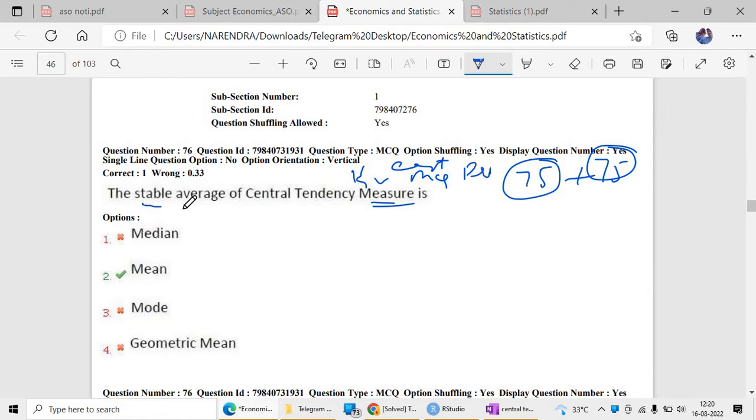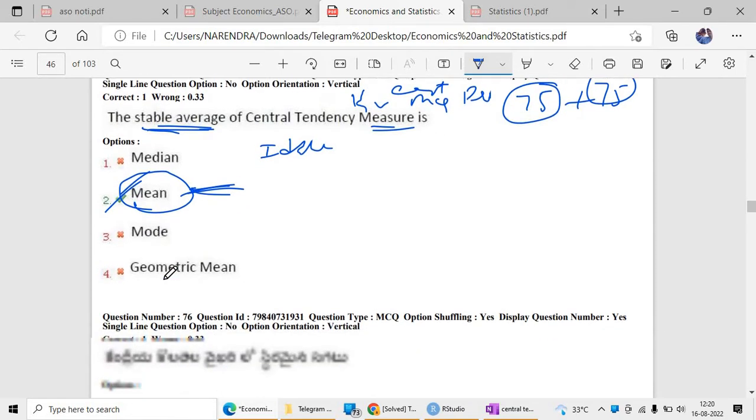So what is the stable average? We already discussed which is the best measure in central tendency. Mean is the best measure. Why? Because there are some properties for satisfying a best measure, and mean satisfies almost all these properties. So mean is the ideal measure in central tendency. So option 2 is the correct answer.